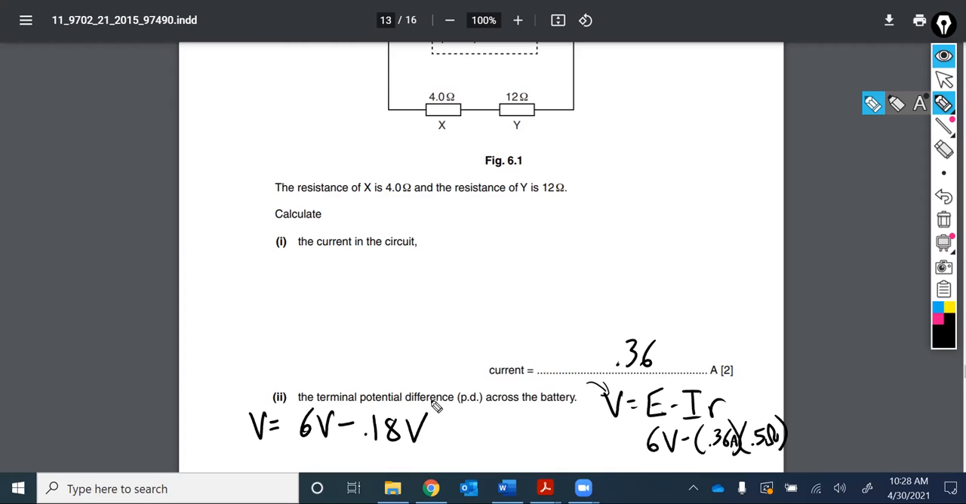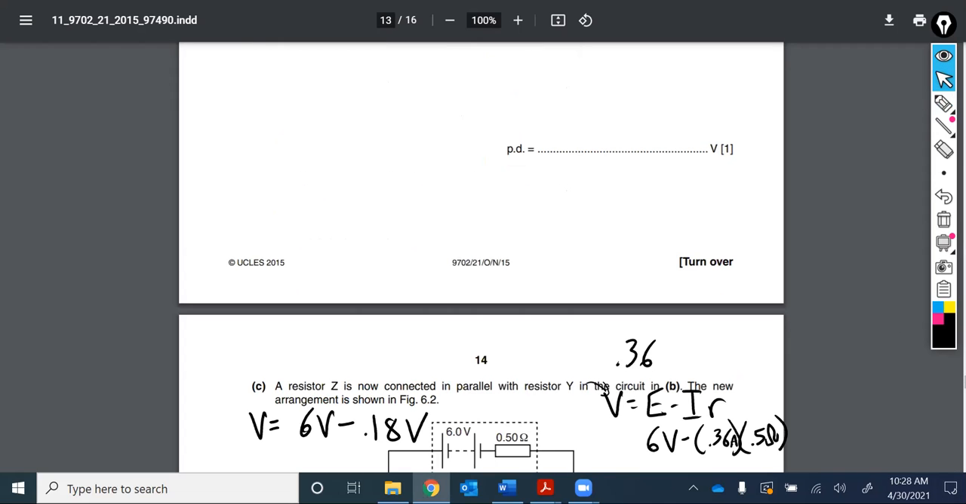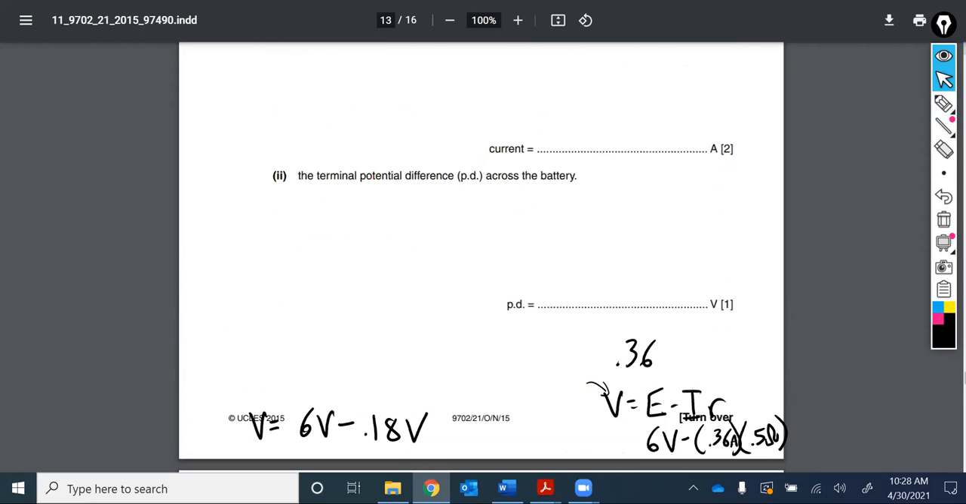If I make that negative in my calculator and add it to 6, that's a convenient way to calculate that. And I'm solving for the terminal PD as 5.8181 and so on. So that would be this single mark right here. You should have got 5.8 based on this working right here. Make sure that you're indeed showing your working, how you arrived at that solution.